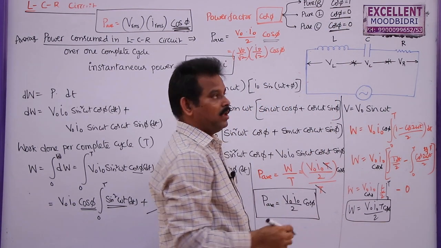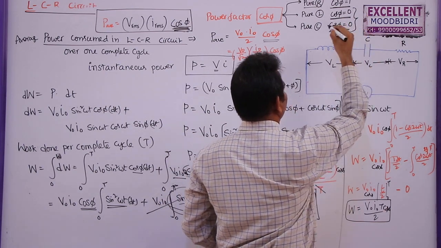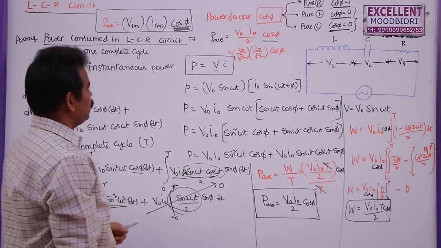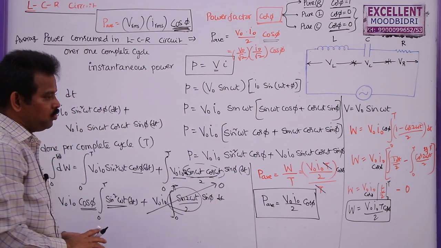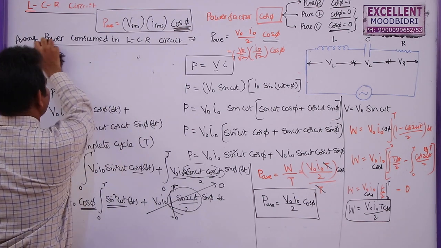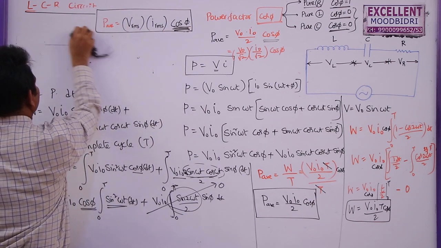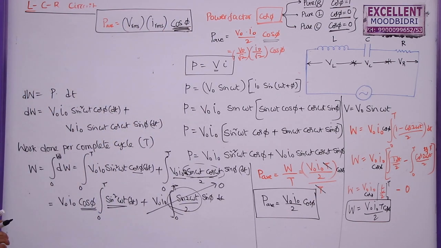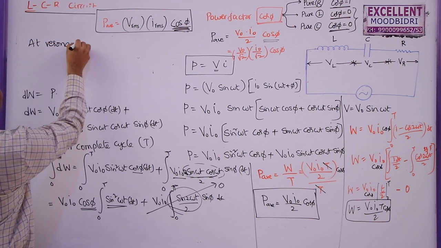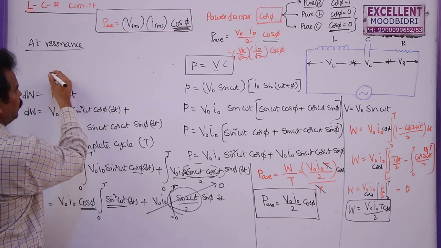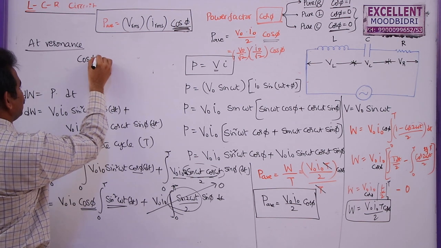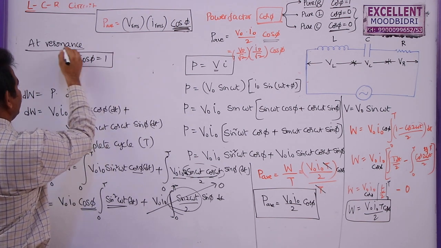That's why yesterday we discussed that the power consumed by a pure inductor and a pure capacitor circuit is 0, because the power factor is 0. But what about the power factor in the case of a series LCR circuit at resonance? At resonance, it acts as a pure resistor circuit. So the power factor is equal to 1 at resonance.